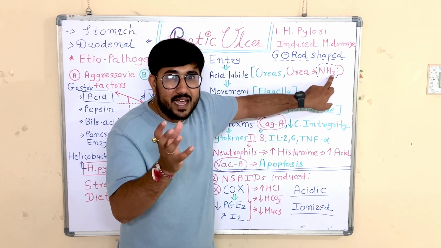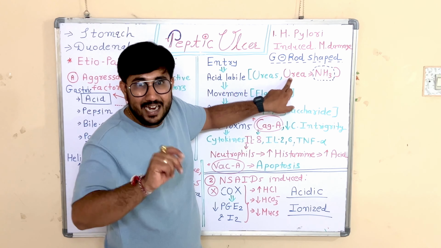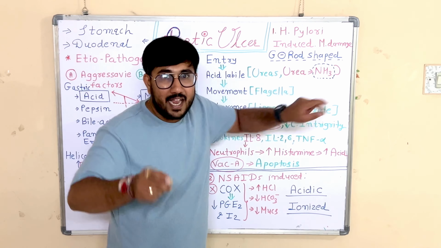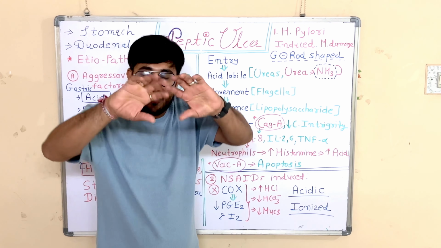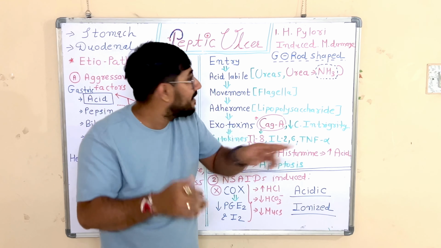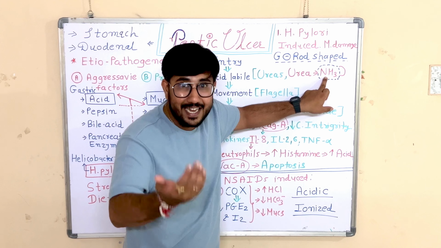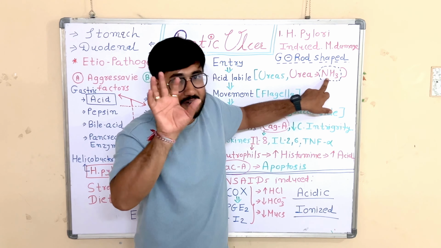So whatever urea is there in our gastric region, it takes that urea and converts it into ammonia, and that ammonia surrounds the wall of the bacteria. So the entire bacteria is protected, surrounded by the ammonia wall, which is highly alkaline, so that bacteria is surviving. Okay, so this is one of the important features.